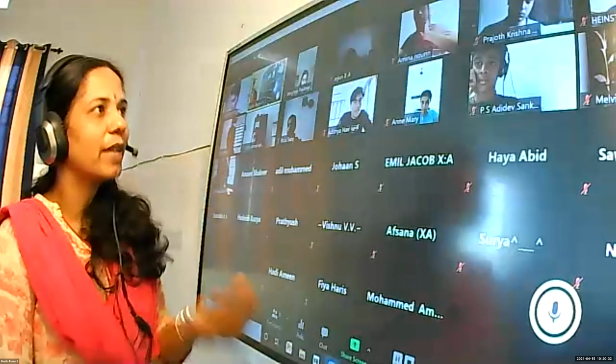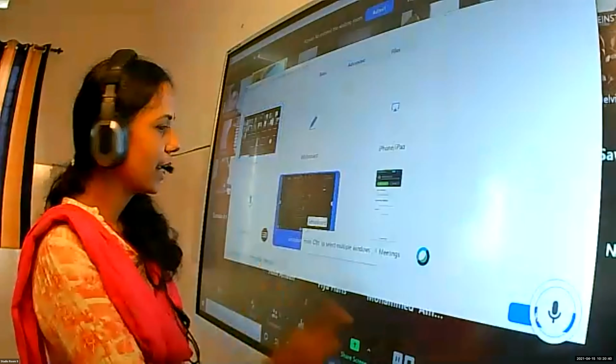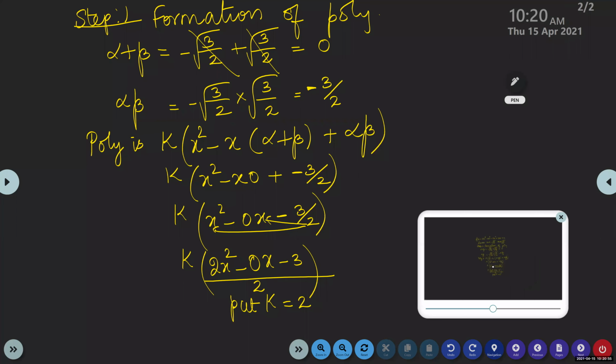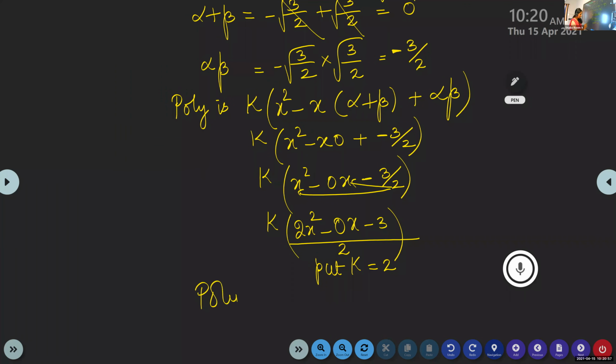Okay. What is in the denominator? That value only we have to assign for k. Now here, the common denominator is 2. Look here. The common denominator is 2. So we assign k is equal to 2. When you put k as 2, what happens to the polynomial? The polynomial is 2 into 2x square minus 0x minus 3 by 2. So 2 will get cancelled.